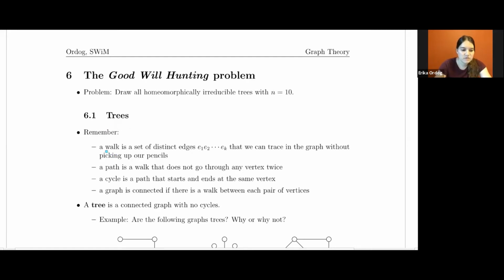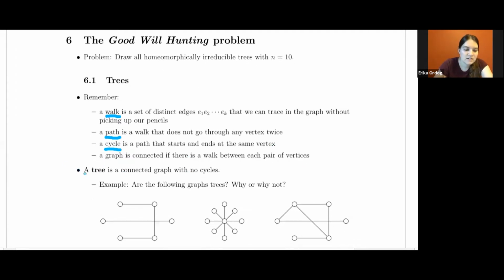So let's review that a walk is a set of distinct edges that we can trace in the graph without picking up our pencils. A path is a walk that doesn't go through any vertex twice. And a cycle is a path that starts and ends at the same vertex. And a graph is connected if there is a walk between each pair of vertices. So the graph isn't split into disjoint pieces, it's all connected. So then a tree, this is a new definition, is a connected graph with no cycles.